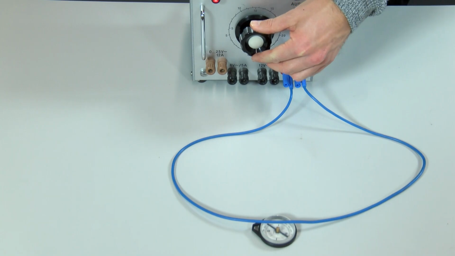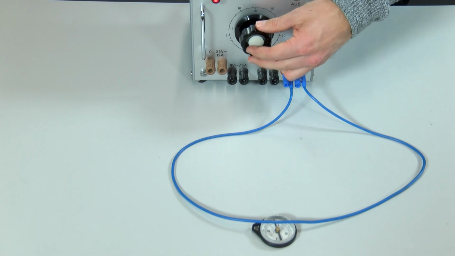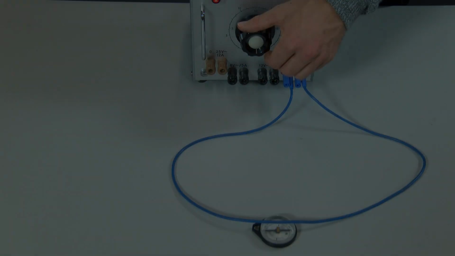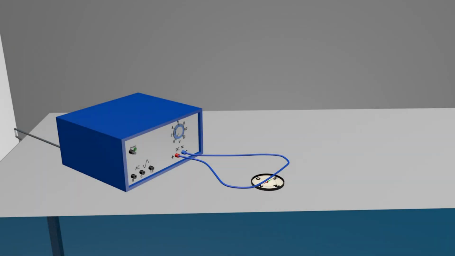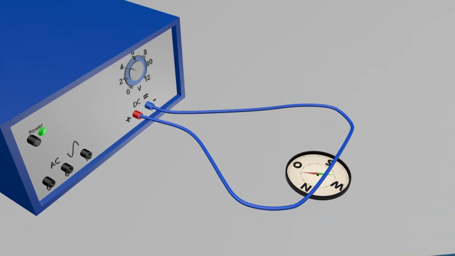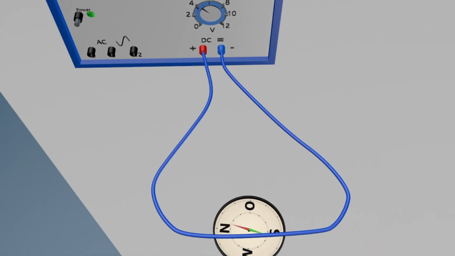In addition, it can be shown that the higher the voltage on the power supply unit, and thus the current, the more the compass needle is influenced. Let's go to the animation to imagine how the compass deflection occurs. Here it is also shown that the compass needle aligns itself perpendicularly to the power cable as soon as current flows through the power cable.